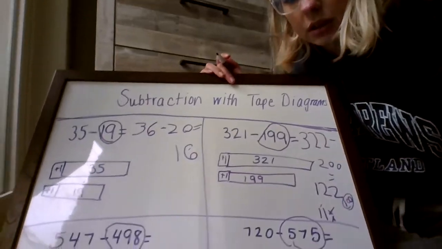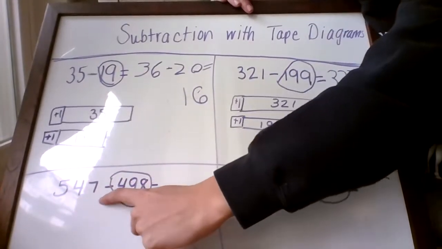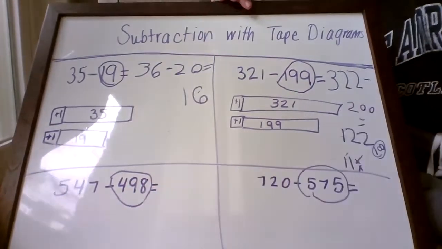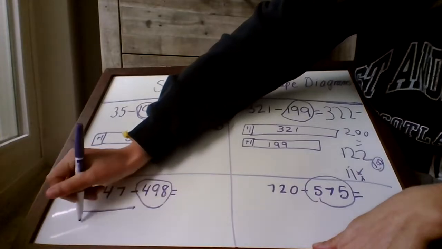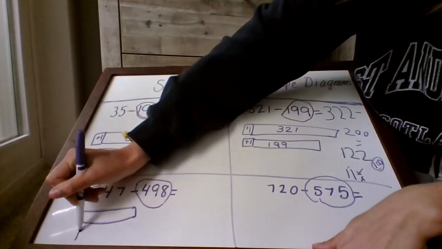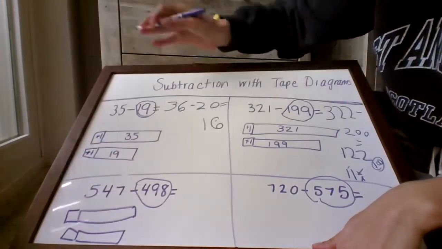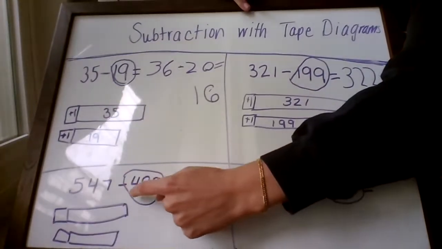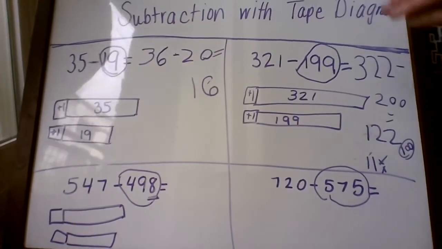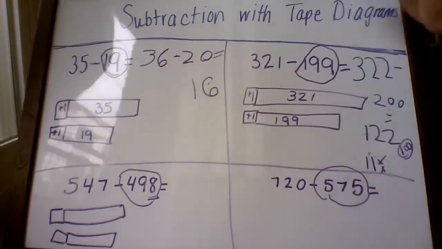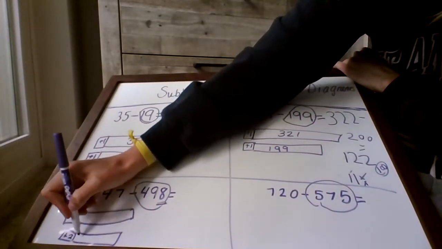Let's try this one, a little bit trickier. 547 take away 498. Well, I'm going to go ahead and draw my tape diagram, and our boxes, because we don't know what we're going to add yet. And let's look at 498. Well, it ends in an 8. What's 8's partner to 10? 2. So I'm going to add 2 to this side.